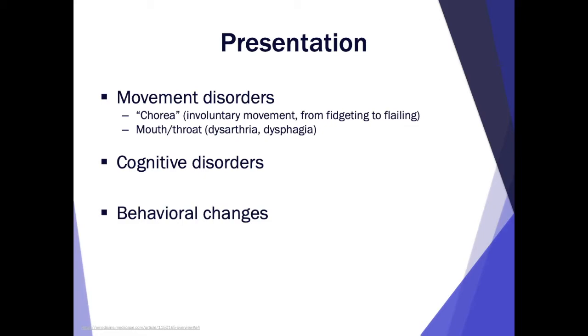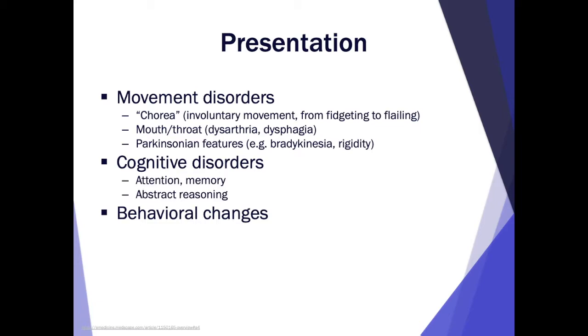Towards the end of the disease, the patient may also encounter more Parkinsonian features. They may encounter bradykinesia, so they're moving more slowly than they'd like, and rigidity inside their limbs. Huntington also often presents with a variety of cognitive disorders. The patient may have problems with memory and attention and any kind of reasoning.